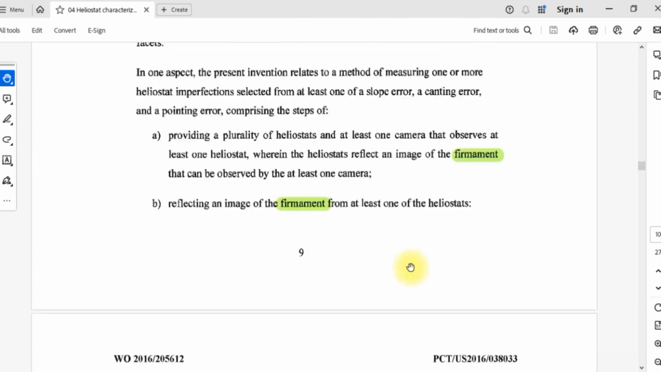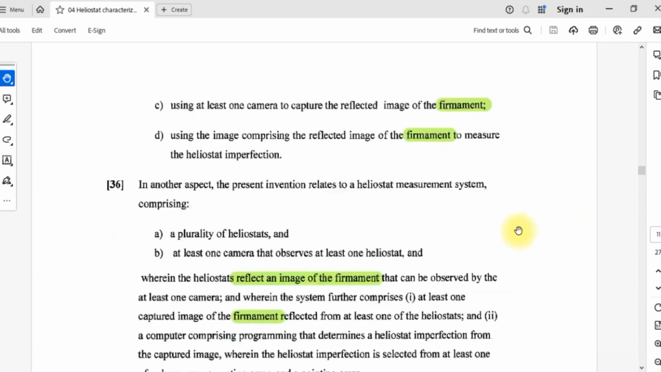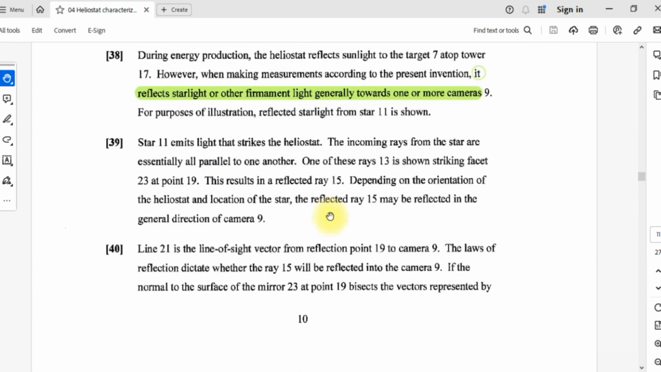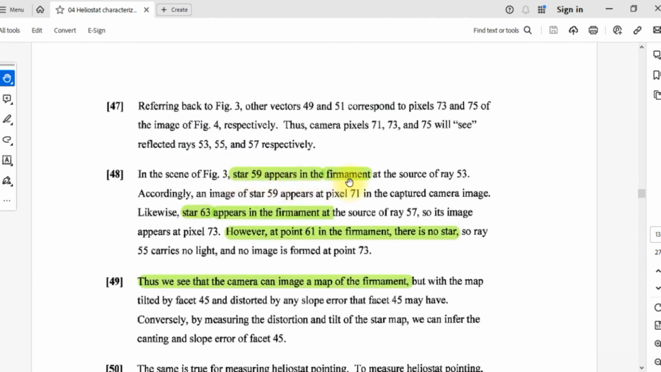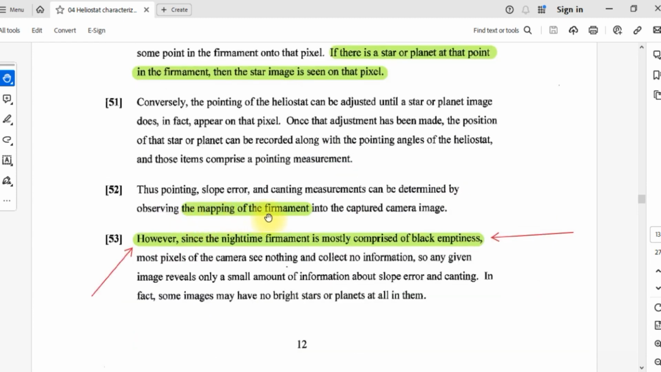Firmament. The heliostat facets reflect an image of the firmament, reflecting starlight or other firmament light towards one or more cameras. Star 59 appears in the firmament. This is because they have a map. Star 63 appears in the firmament. However, at 0.61 in the firmament, there is no star. Thus, we see the camera can image a map of the firmament. Is there a star or planet at that point in the firmament? Then the star image is seen on that pixel. The mapping of the firmament.